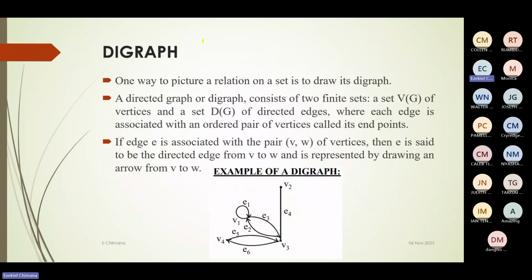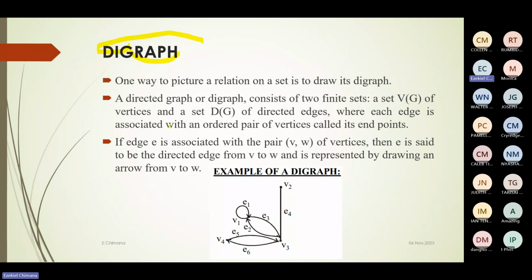Let's talk about a digraph. A digraph is just the representation of a relation. One way to picture a relation on a set is to draw its digraph. A directed graph, or digraph, consists of two finite sets: a set V(G), which is a set of vertices, and a set E(G), which is the set of directed edges, where each edge is associated with an ordered pair of vertices called its endpoints.